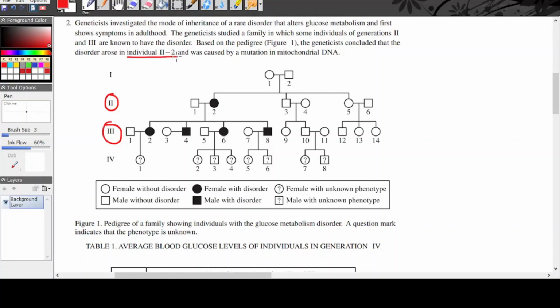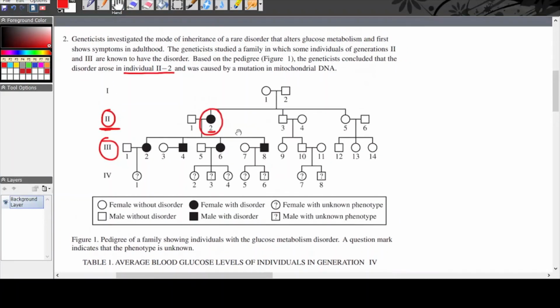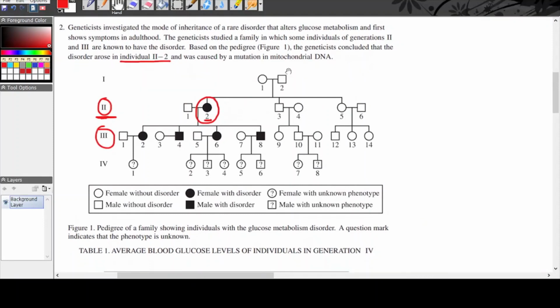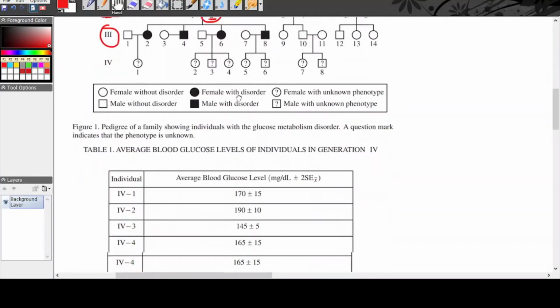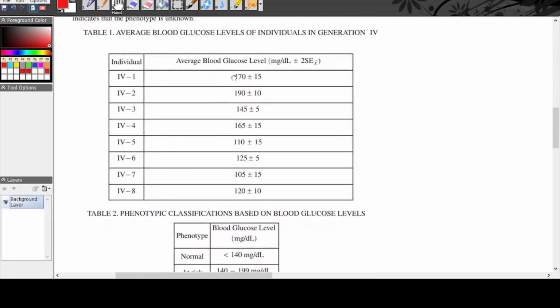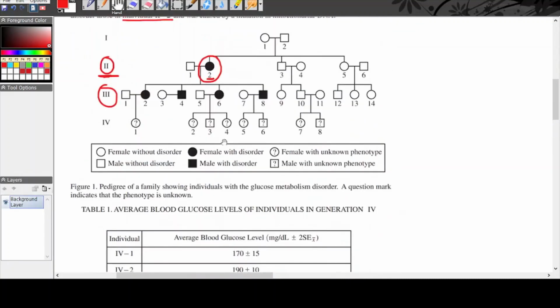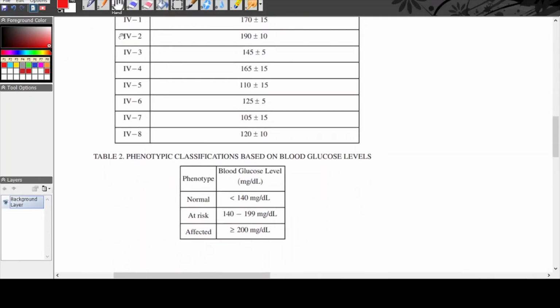Now this particular individual is this one, individual 2 belonging to the second generation of the family. Now this whole pedigree explains the mutation of the mitochondrial DNA and how it has passed on to the next generations. Down here we have two tables, one of which explains the average blood glucose level of each individual in generation 4, which is this one. And then below that we have a phenotypic classification of the blood glucose level.